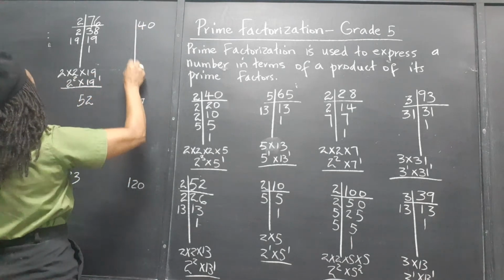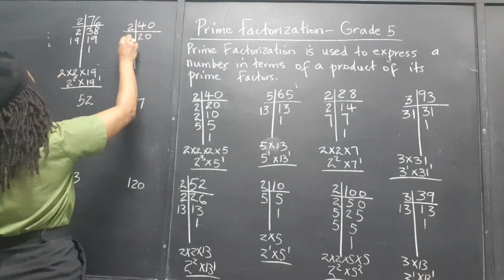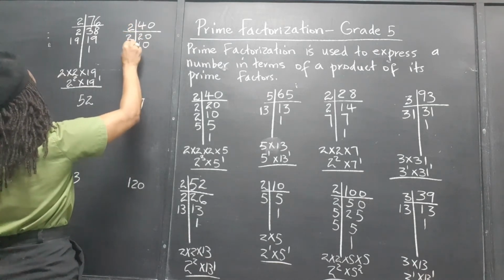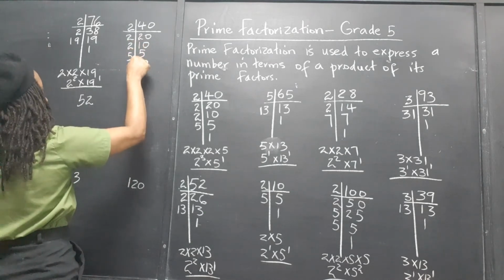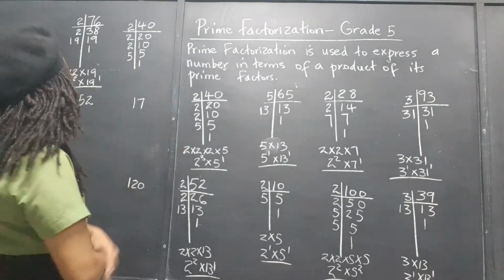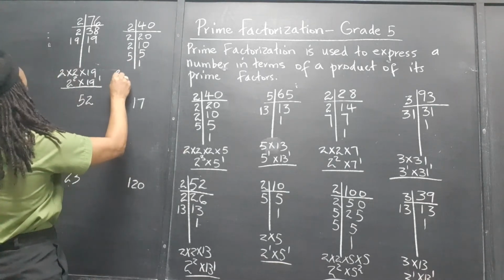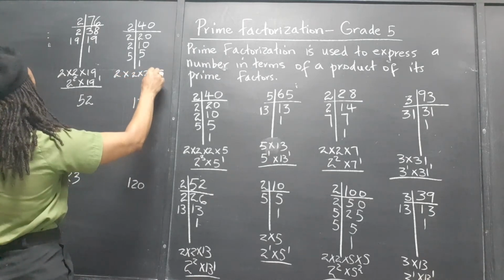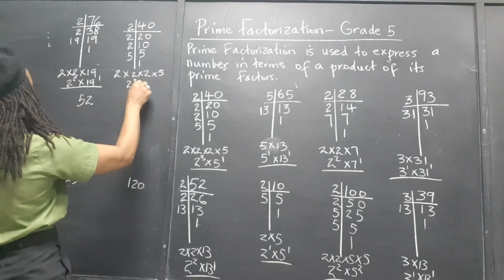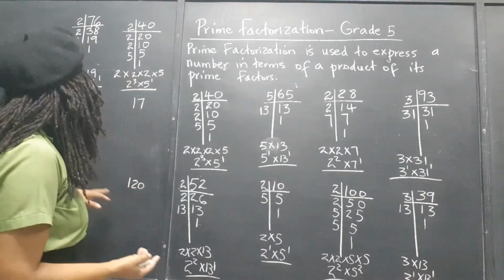40. 2 goes into 40, 20 times. 2 goes into 20, 10 times. 2 goes into 10, 5 times. 5 goes into itself once. Oh, we actually did 40 already. I didn't realize that. Alright, so we have a bonus that we did already. 2 to the third power. Okay, no problem.